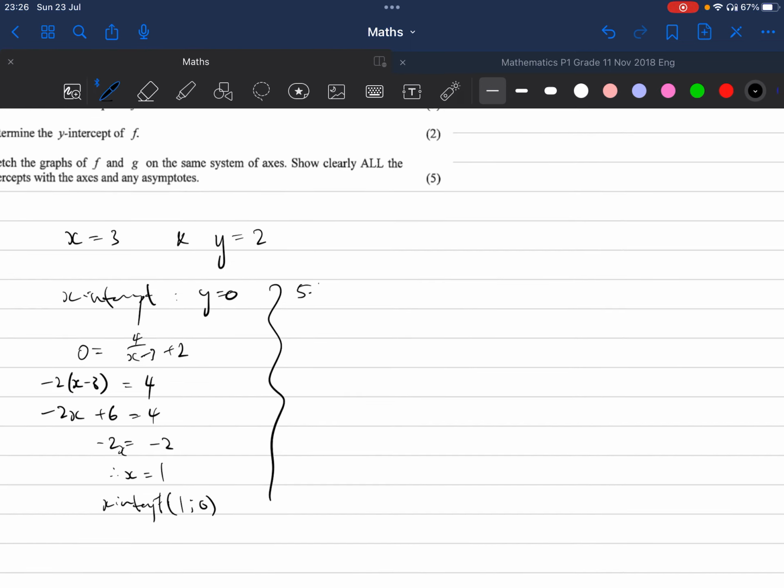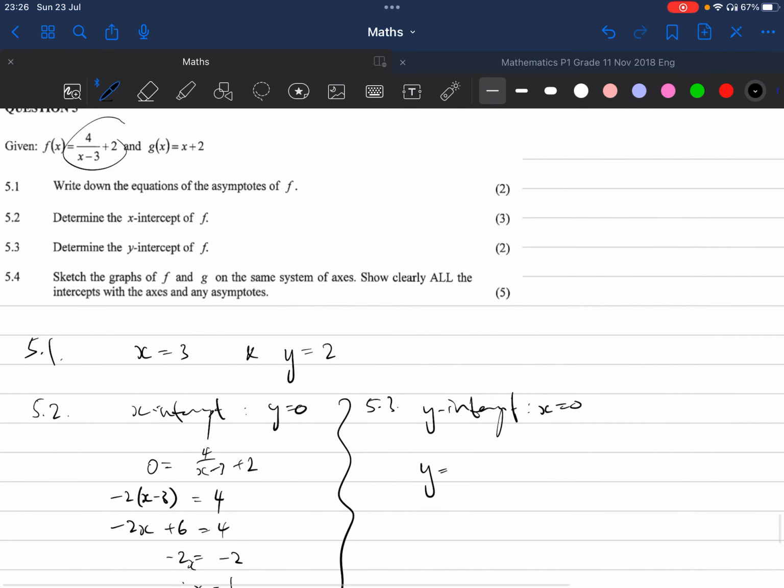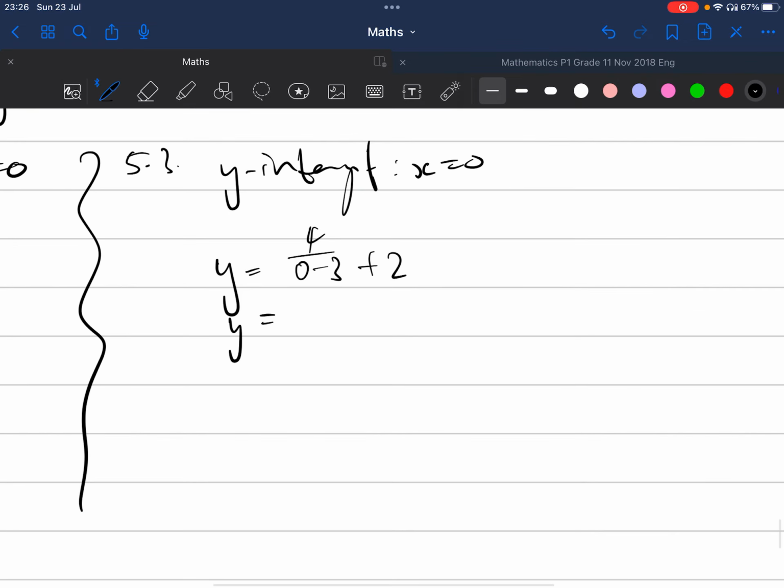5.3, determine the y-intercept of f. Now it's the opposite. So for the y-intercept, x equals 0. So y equals 4 over, and now instead of x I'm going to put 0, minus 3 plus 2. So this just becomes negative 4 over 3 plus 2. I'm going to put that in my calculator. Negative 4 over 3 plus 2 gives us 2 over 3. So the actual coordinate is 0 and 2 over 3.